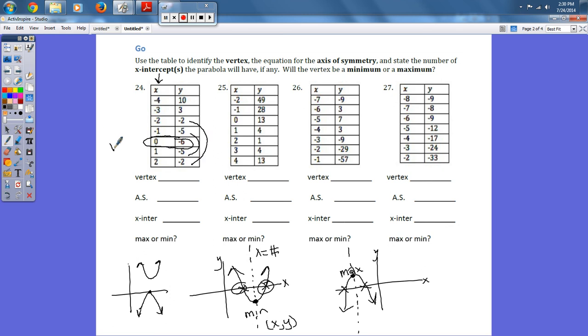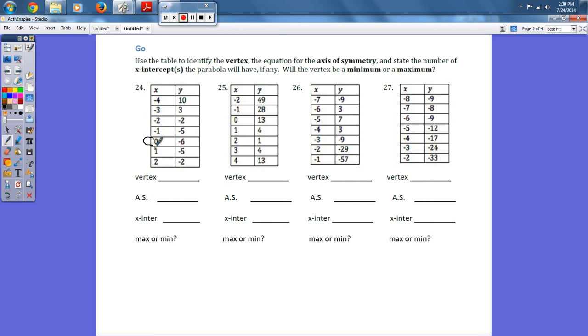This point is the vertex. The vertex is where we start seeing the repeat of numbers, because after you get to this point, you start doing what you did before. See, they all match up here. So our vertex is (0, -6), and you can tell because of those repeating values.